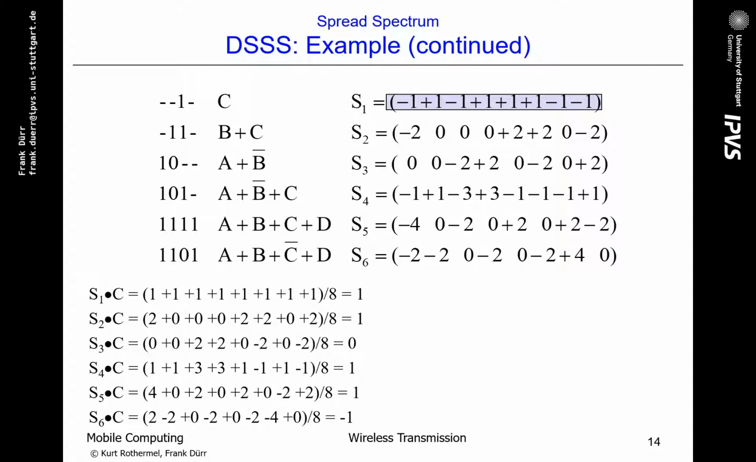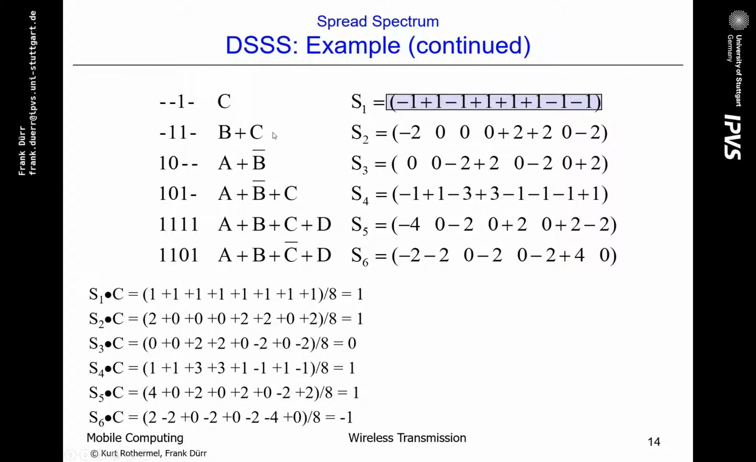Maybe the first scenario is a little bit boring. Here we only have the sender C active. You see here A and B are silent, D is silent, C is transmitting a 1-bit. That would mean the sum would be only the chipping sequence of C. And then for despreading, if we calculate the inner product of S1 and C, it's actually the inner product of C and C. And there we already know that should be 1.